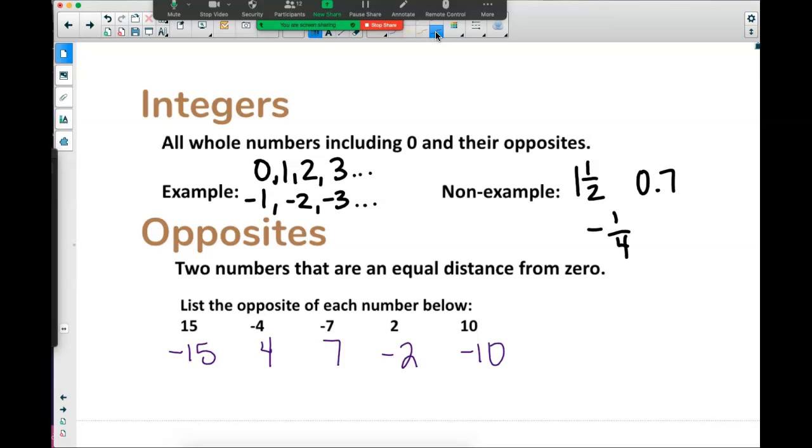Okay, 0 really doesn't have an opposite. 0 is its own opposite. There's no -0. Don't ever say -0. People look at you like you're crazy. Okay, no such thing.